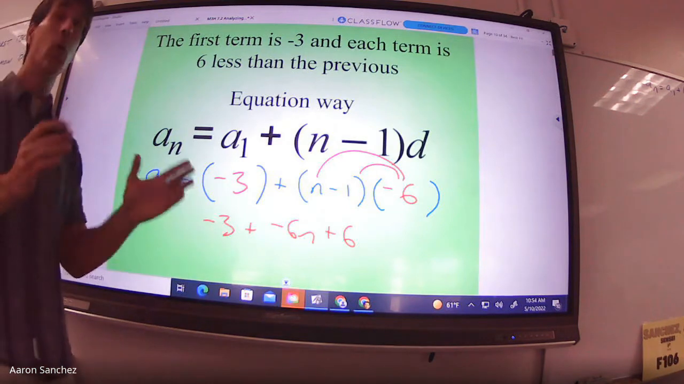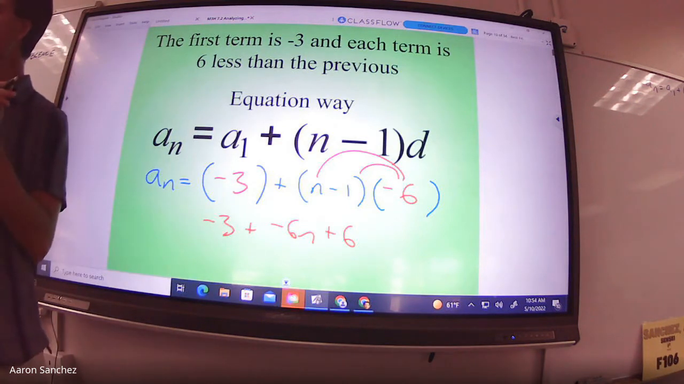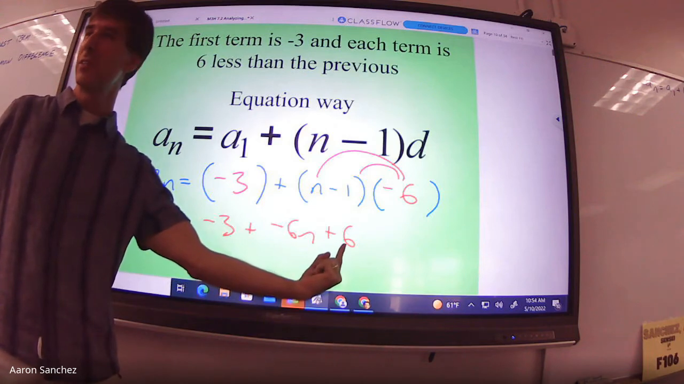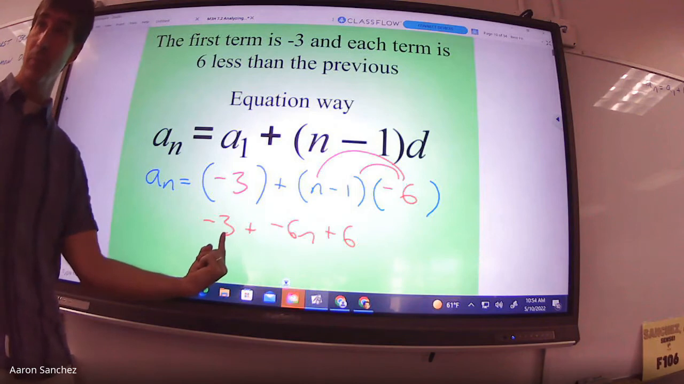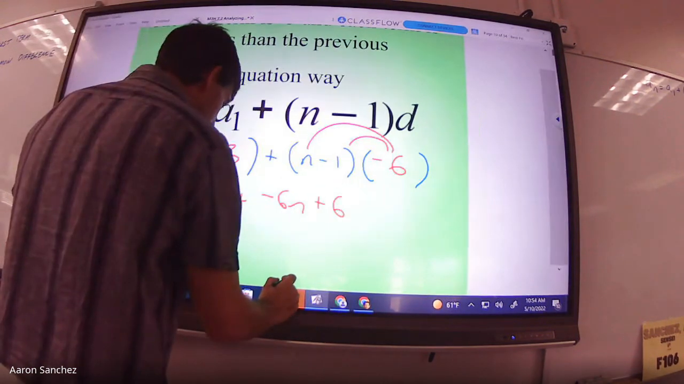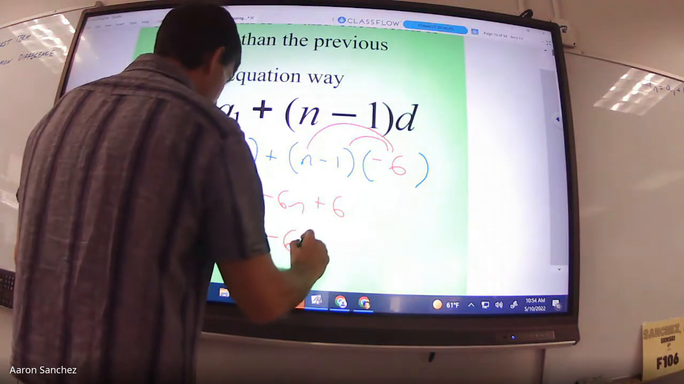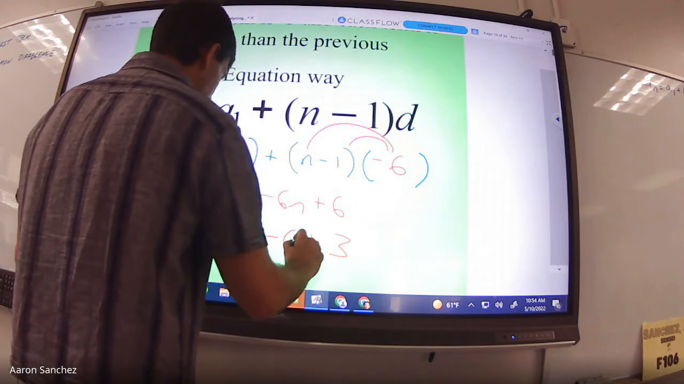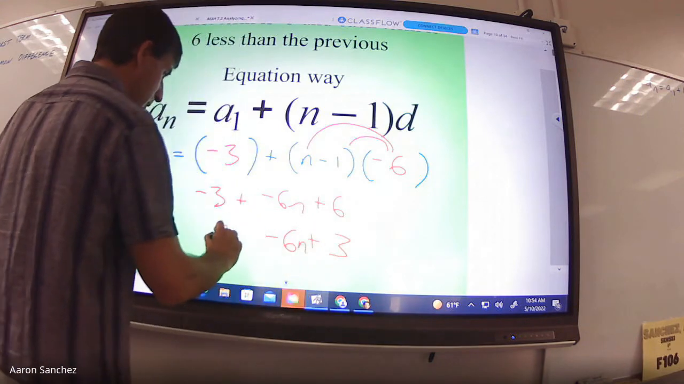And then what do I do? What did we do with the table? Remember we had the 1 term? How do we go up to the 0 term? What did we do? See what that does? I'm adding 6 to my first term. Negative 3 plus 6 is negative 6 plus 3. Negative 6n plus 3.